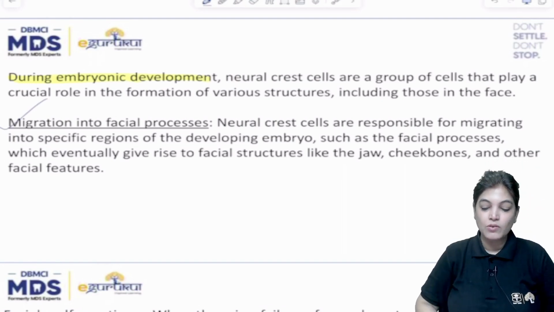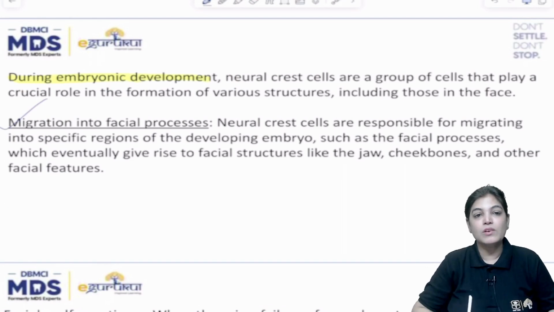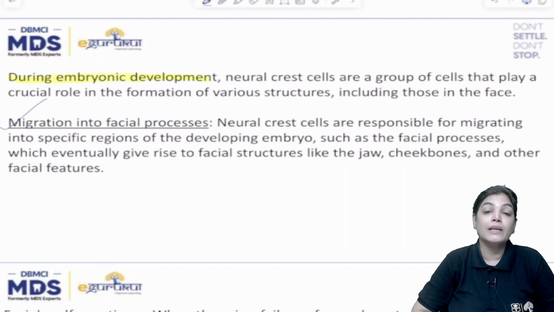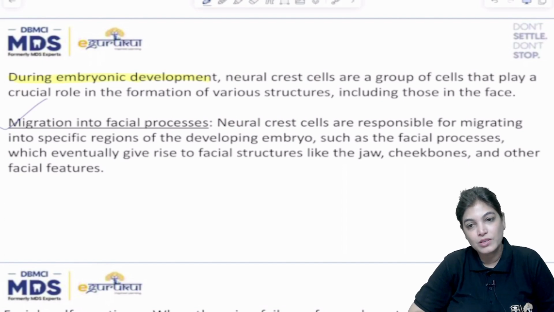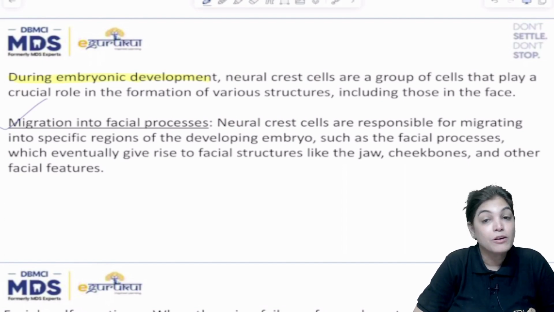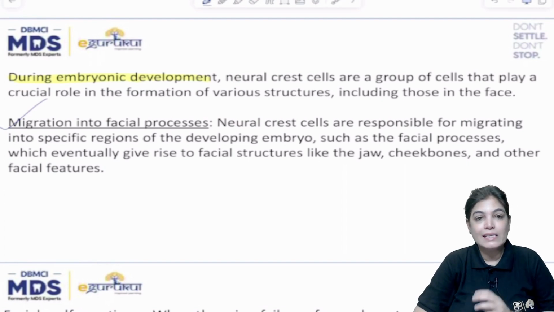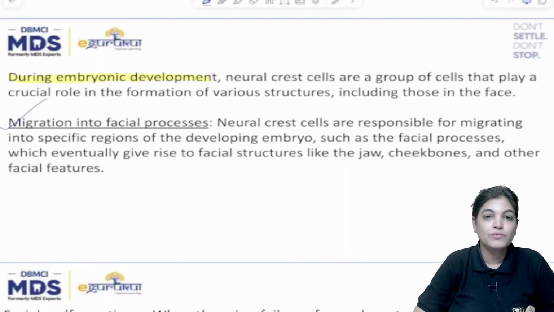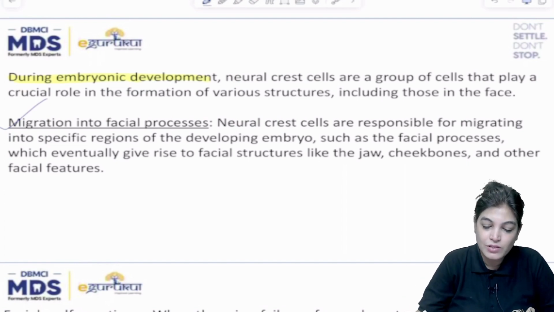Neural crest cells are responsible for migrating into specific regions during the development of the embryo, and one of them is the facial prominences. These facial processes eventually give rise to facial structures like the jawbone, the cheekbones, and other facial features. So the migration of neural crest cells plays a very important and crucial role. If there is any deformity in the migration of these neural crest cells, that can lead to deformation of the face, palate, and all the structures being formed.